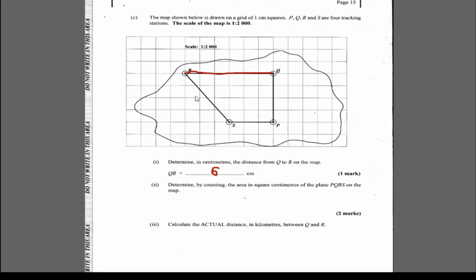So determine the area of this trapezium. Now, you could do it by counting, but look what I'm going to show you. We just said that this side is 6, and this side is 1, 2, 3, 4. This side is 4, and this side is 3.